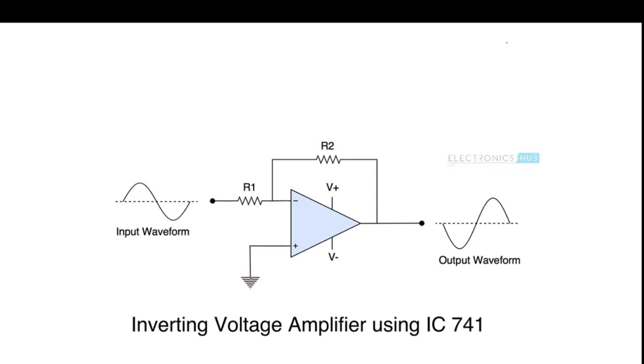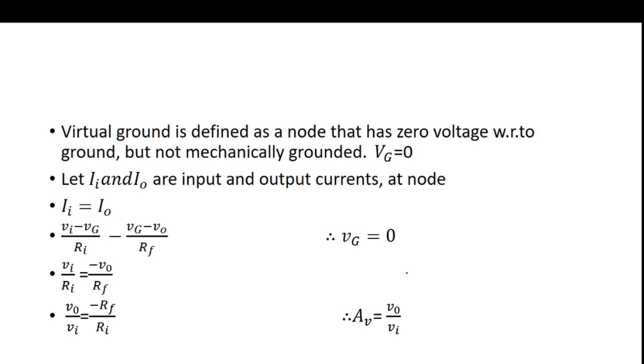The non-inverting terminal is connected to ground. Grounded means whose potential is 0. This is the inverting voltage amplifier using IC 741. This is the output waveform, this is the input waveform. Now observe the waveforms: what is the phase difference between input and output waveforms? We find nearly 180 degrees. A virtual ground is defined as a node that has zero voltage with respect to ground but is not mechanically grounded. V equals 0.